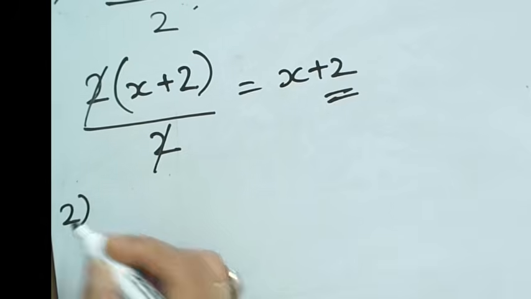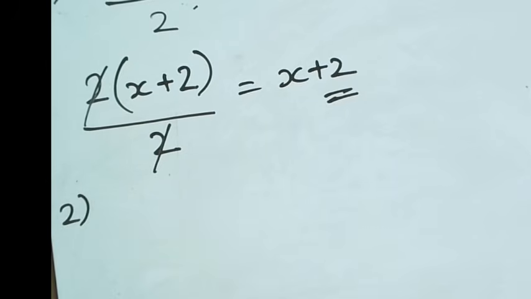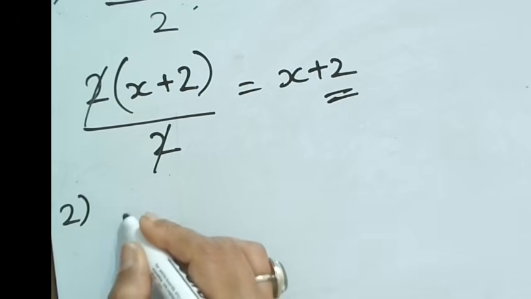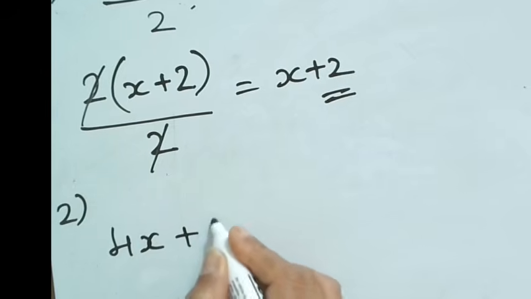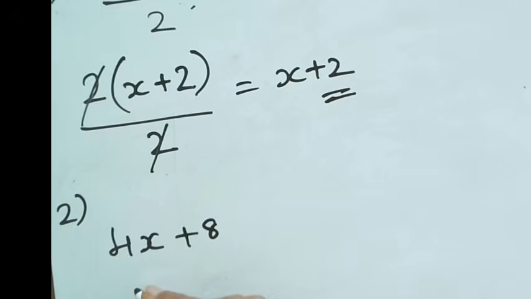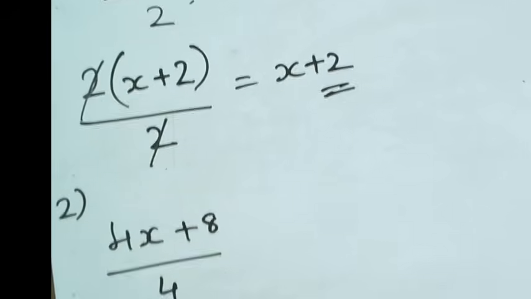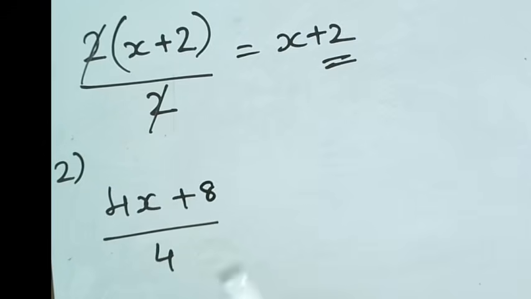Let's see one more example. Now one more example we can see is 4x plus 8 divide by 4. Okay, so you can't go directly with the cancellation, as you know, because it is not times here. The terms are not with times, it is with addition sign. So whenever you see addition or subtraction, you can't go directly with the cancellations.